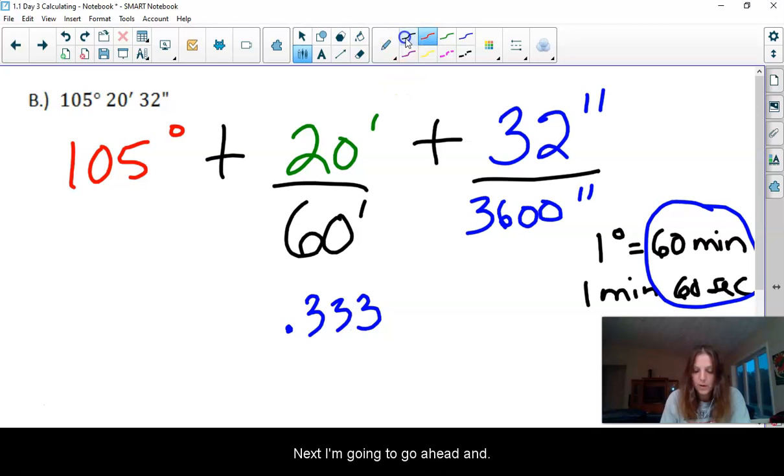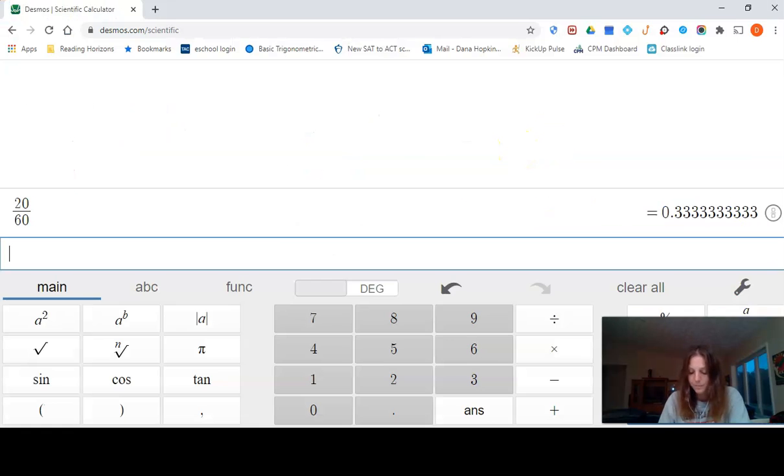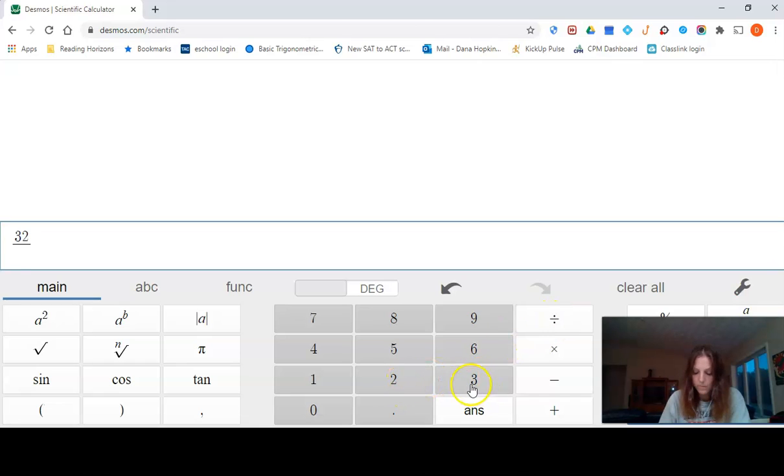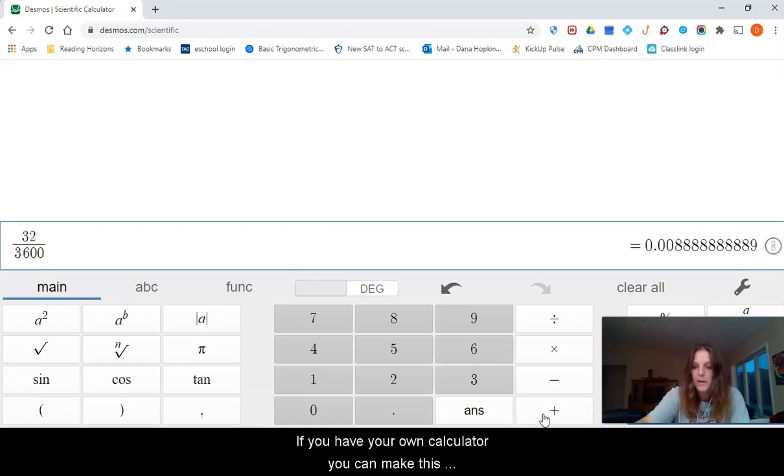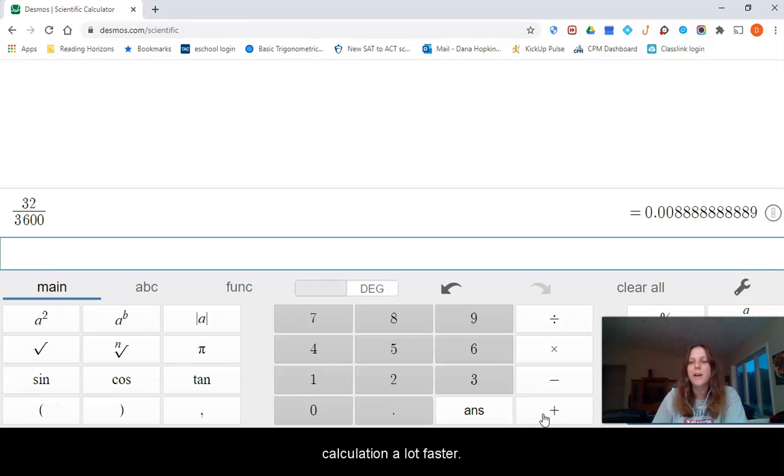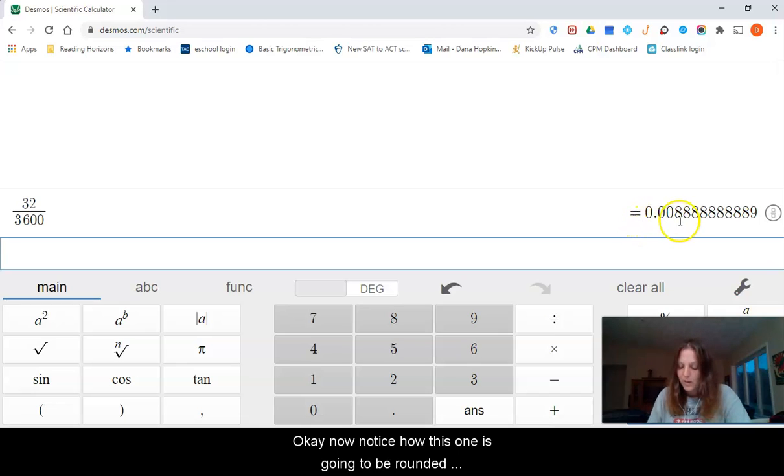Okay, next I'm going to go ahead and take the 32 divided by the 3,600. Clear that. If you have your own calculator, you can make this calculation a lot faster, but I just have this one available, so I'm going to use it. Okay, now notice how this one is going to be rounded. We've got 0.008 and then another 8.